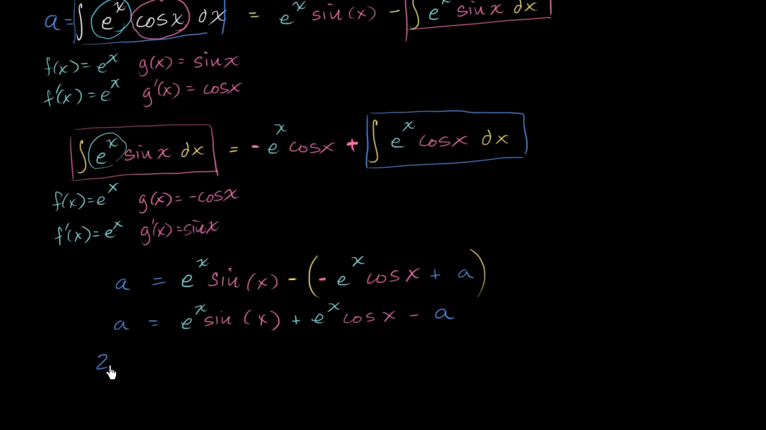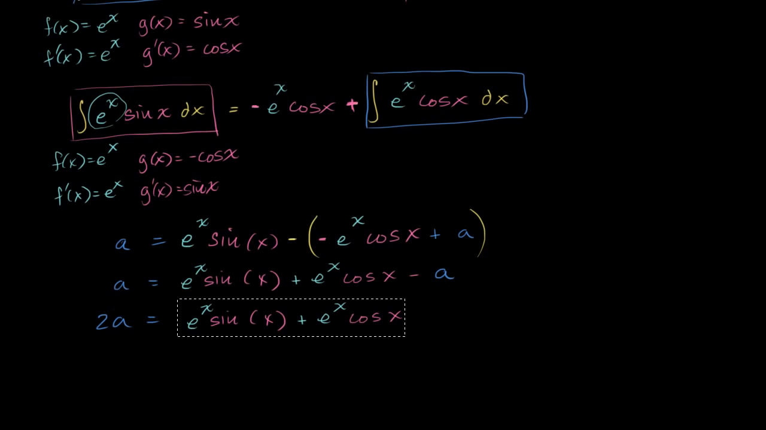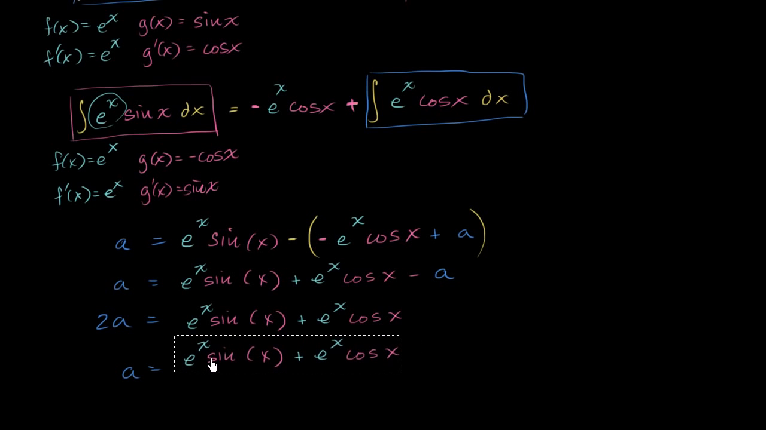And then we are left with 2a is equal to this business, which I can just copy and paste. 2a is equal to that. Or a, which is what we cared about in the beginning, a is equal to, and now we definitely deserve a drum roll, a is equal to all of that business divided by 2. We're just solving for a is equal to all of that business divided by 2. And remember, a is just what we wanted to solve in the beginning. A is equal to the antiderivative of e to the x cosine of x dx.